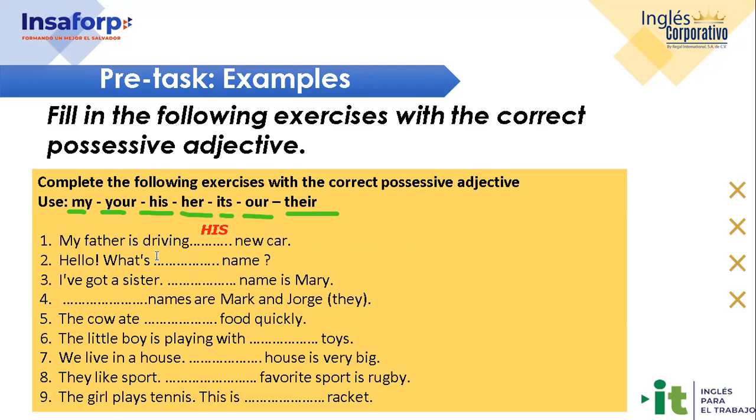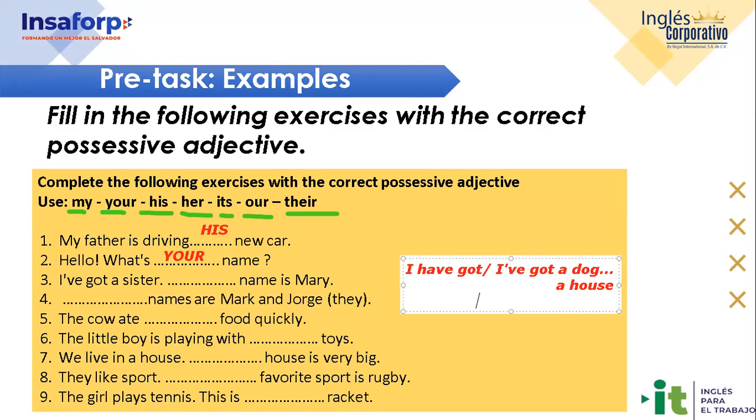Vamos a ver. Your name. Hola, ¿cuál es tu nombre? ¿Cuál es su nombre? ¿Cuáles son? Bueno, si quieren poner cuáles son sus nombres, ahí tienen que cambiar el what por what are your name. I got a sister. Esta es otra manera de tener posesión utilizando I have got. I got. Tengo un perro. Tengo una casa. I got a book. Okay. I got a sister. Tengo una hermana.